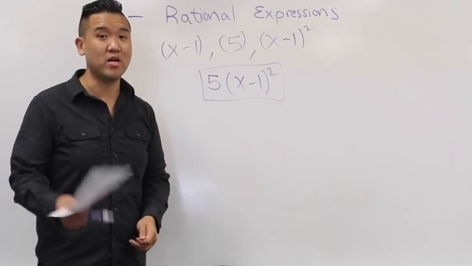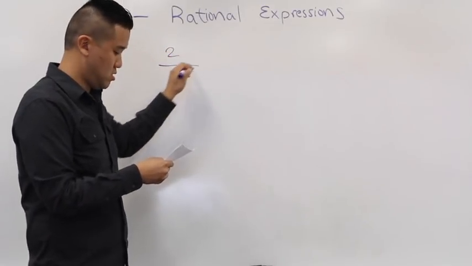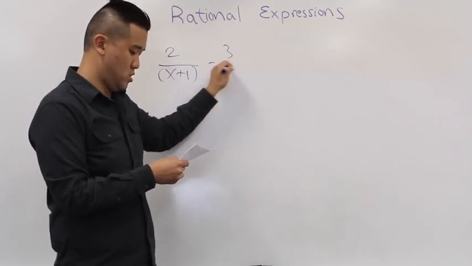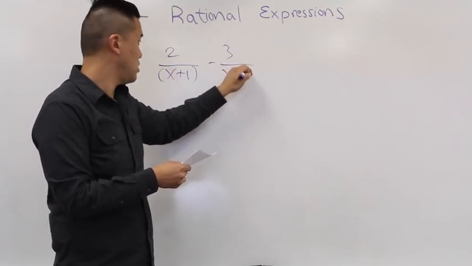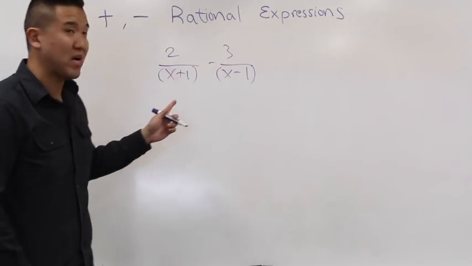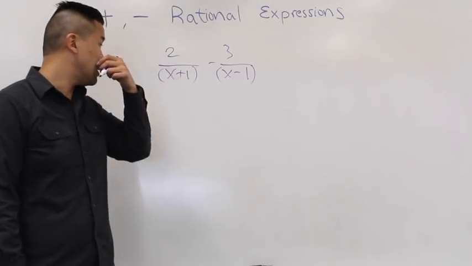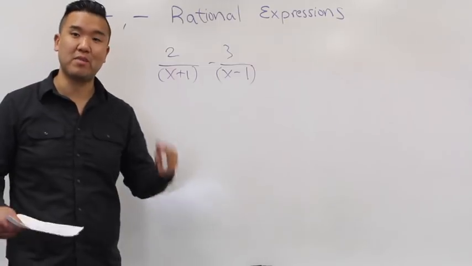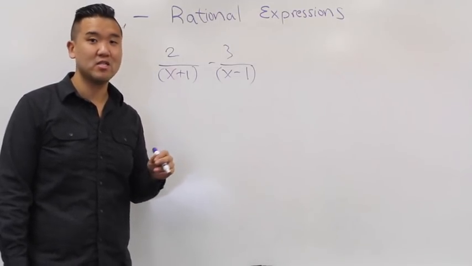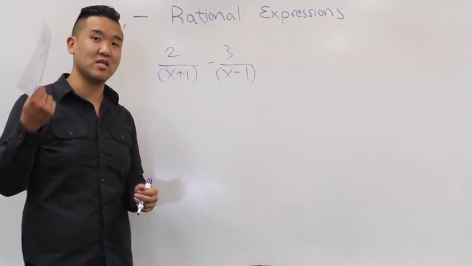Alright, good job. Let's try our intermediate level. Let's try this one: 2 over x plus 1 minus 3 over x minus 1. I want you to subtract these guys, get a common denominator. What is it? And then multiply to the top so you can balance it out and then combine the numerators. I'm going to give you about 30 seconds to a minute. Try your best, don't give up. If you get it wrong, we will fix it. Go.